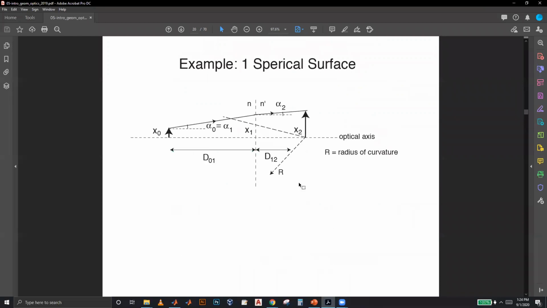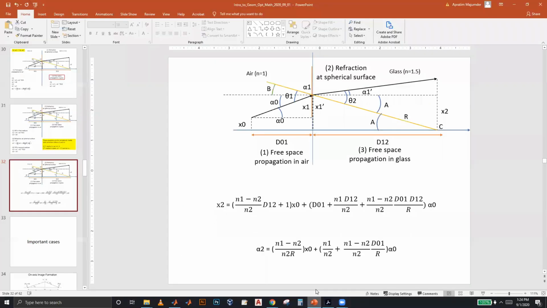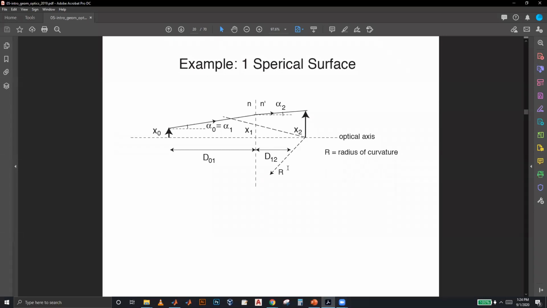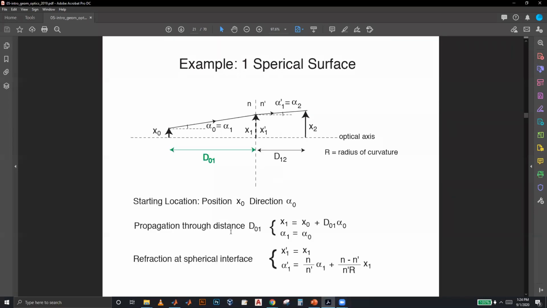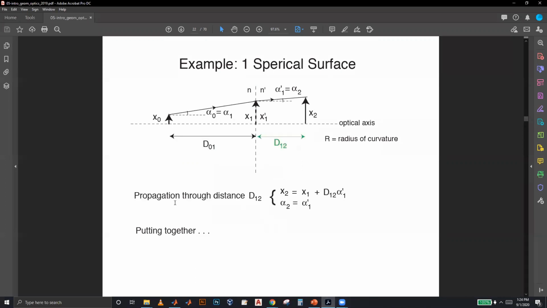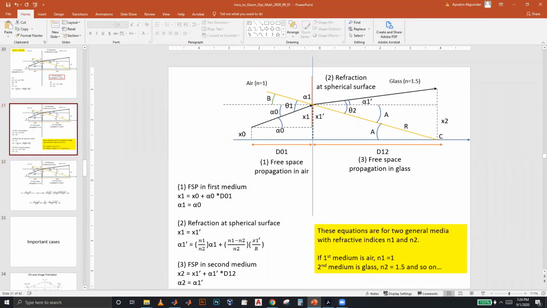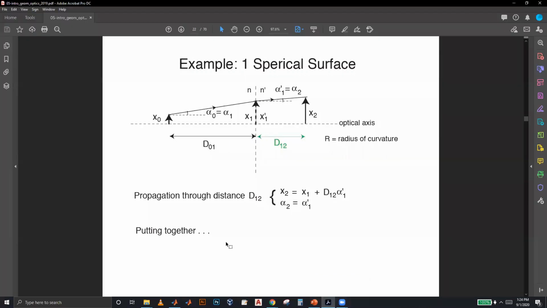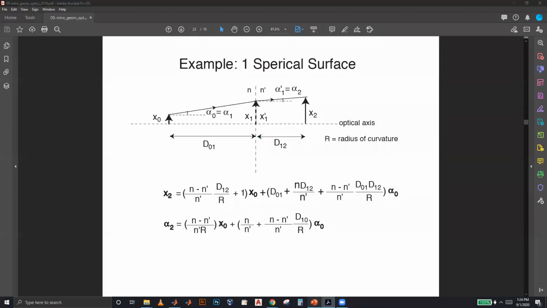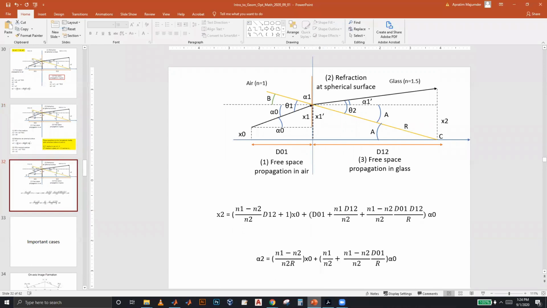So the math wasn't worked out here, so I've added these slides to work out the math, and you can redo it by yourself later on. So again, three sets of equations are also provided over here. Propagation through distance 0, 1 is what I termed as free space propagation in air. Refraction at spherical surface. So again, first set, second set, and again, second propagation, so third set. Over here, I also pointed out my first set, second set, third set, and putting them together is this equation.